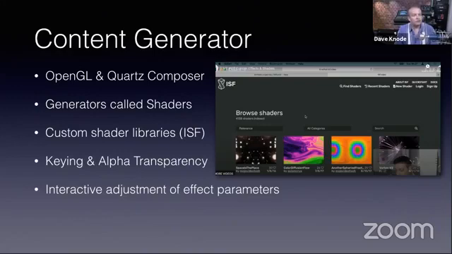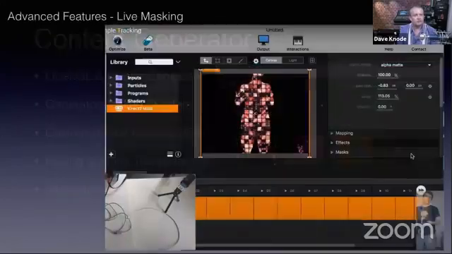It will accept custom shader libraries, ISF, and I'll give you the link at the end of this deck for the ISF custom shader library, which is kind of an open source library where you can get all sorts of generators. There's a screenshot of the website. And as I mentioned, keying and alpha transparency, there are some of the shaders that include that. If not, you can also add chroma key and luma key effects to them. And just like everything else, you've got those interactive adjustments.